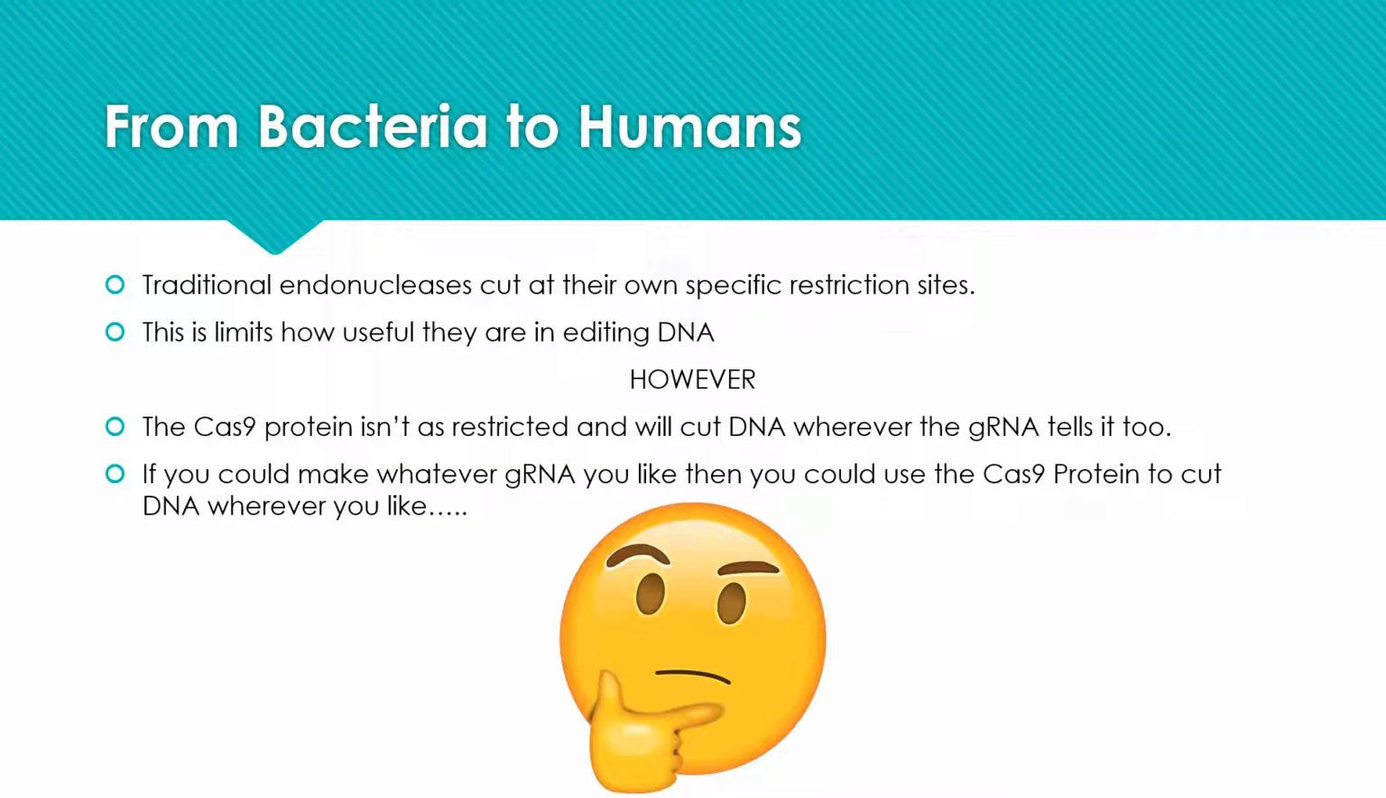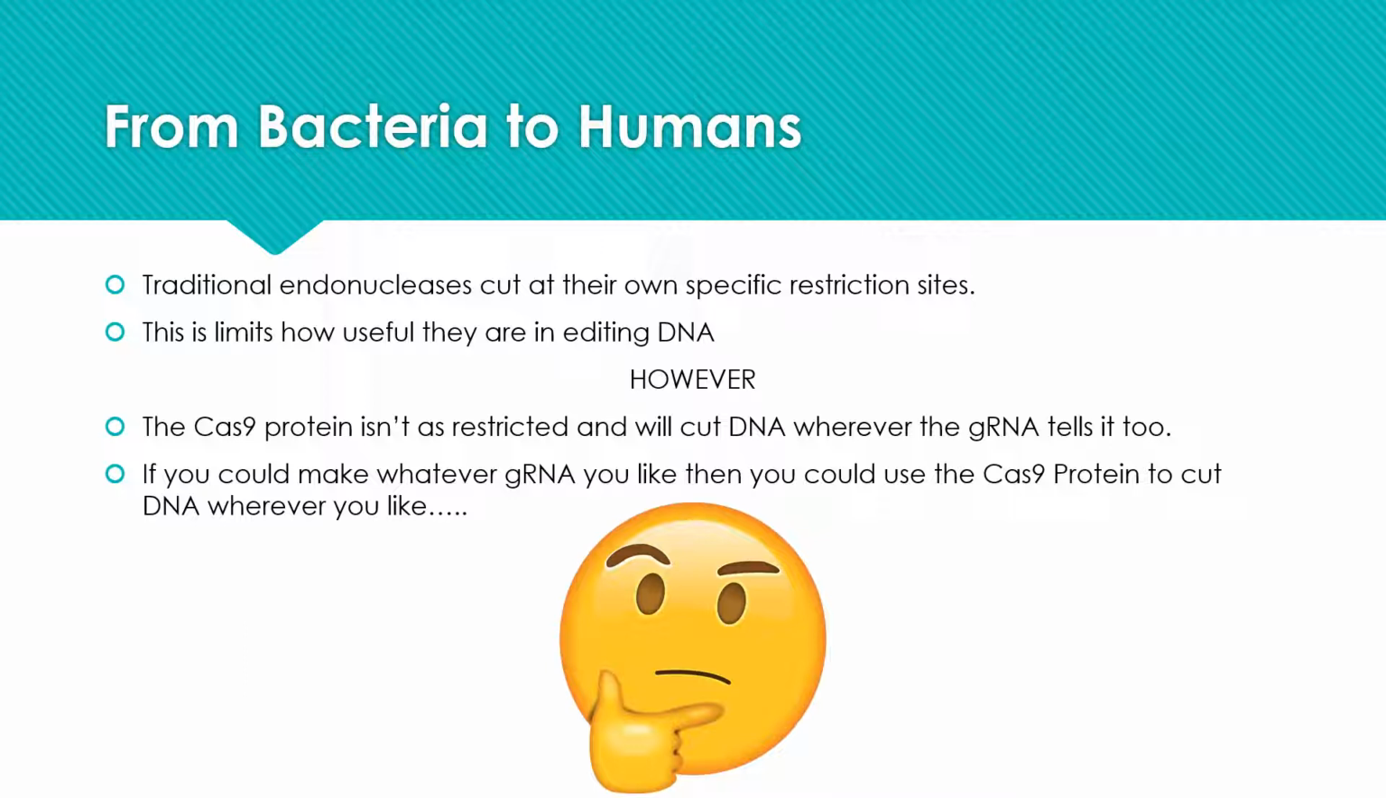So traditional endonucleases are really great in what they do, but they're also really limiting because they will only cut where they can cut. However, the Cas9 protein doesn't have the same restrictions. Remember, the Cas9 protein can cut anywhere the guide RNA tells it to. So what if you can make up your own guide RNA so that you can take the Cas9 protein exactly where you need it to go, so it cuts the DNA at the precise location you need it to be cut? So that's a way we could apply this process to editing the genomes of other organisms.